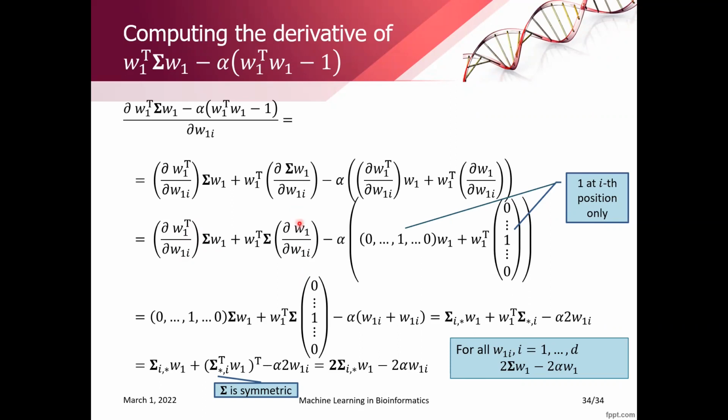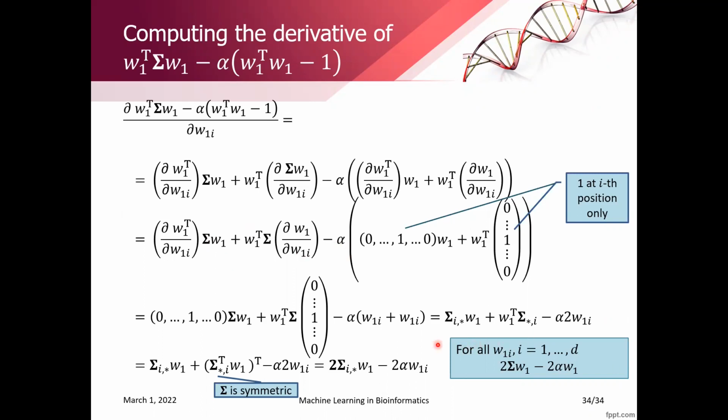And similarly for the other case. Here I have the same partial derivative of W sub 1 transpose according to the ith element, so it is a row vector with a single 1 at the ith position. And here it is the same, but as a column vector. So if we compute that, from this we obtain just the ith row of the matrix sigma times W sub 1. Sigma times W sub 1 is actually a vector, and we pick just the ith element of that.